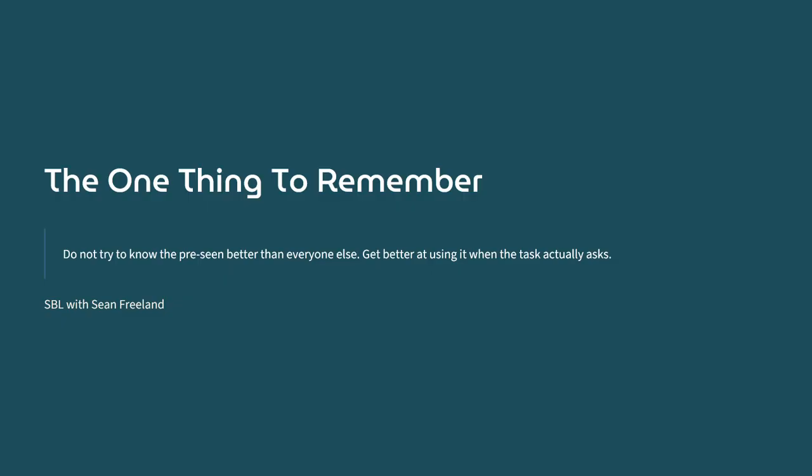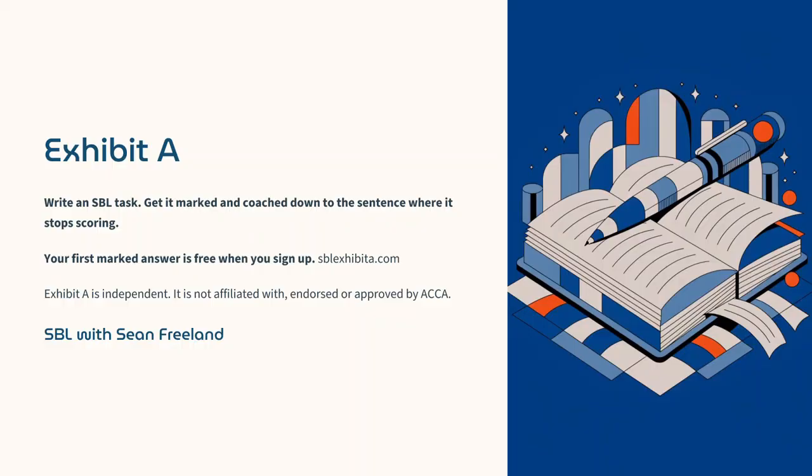If you remember one thing from this video, make it this. Don't try to know the pre-seen better than everyone else. Get better at using it when the task actually asks you to use it. That's what all of this will come back to. And one final point. Knowing the pre-seen doesn't teach you how to write an SBL answer. Those are different skills. You have to practise writing it. So get the answer marked and see exactly where the answer stopped earning marks.